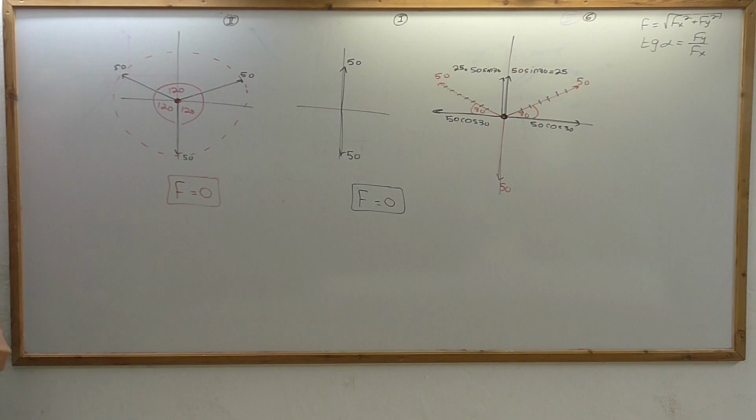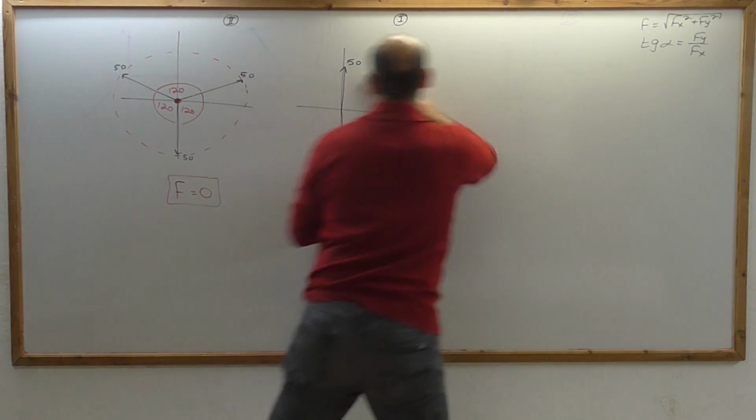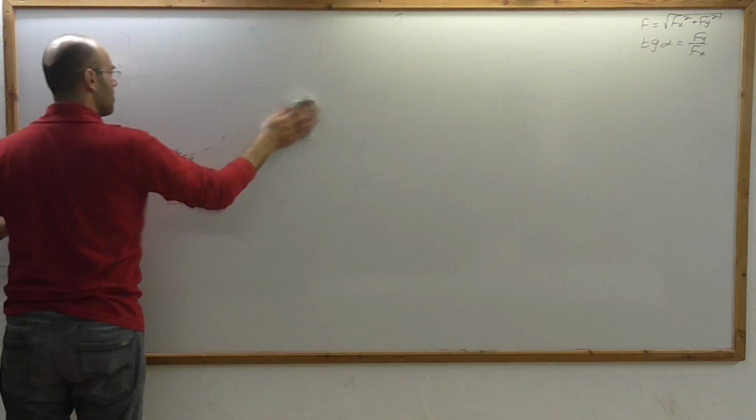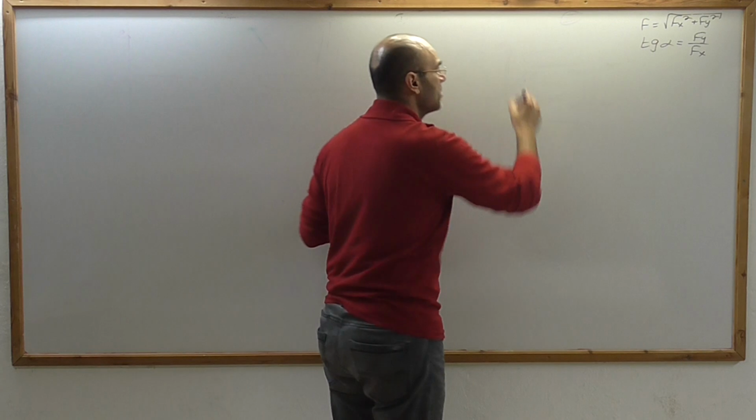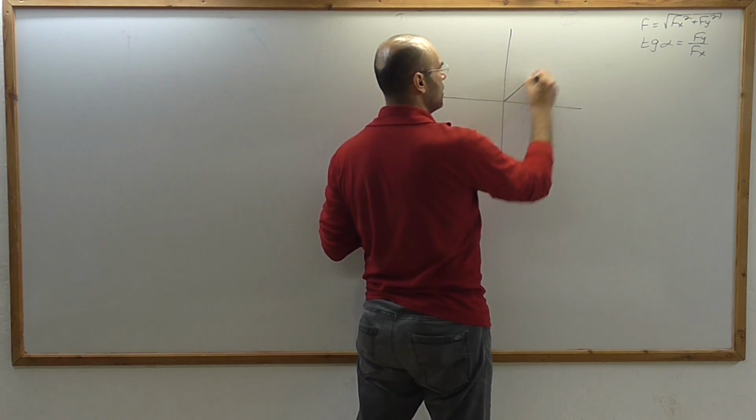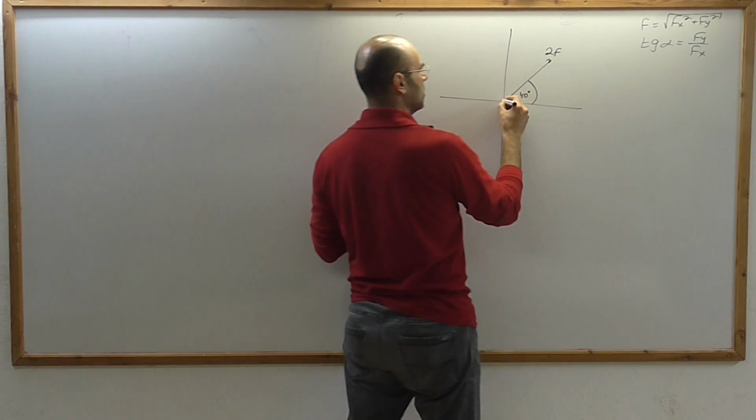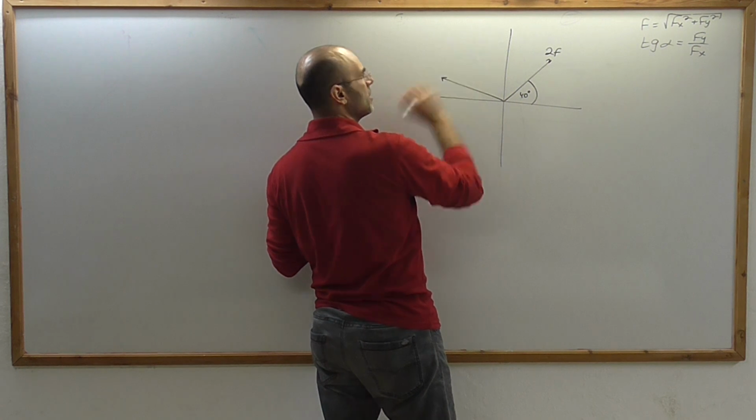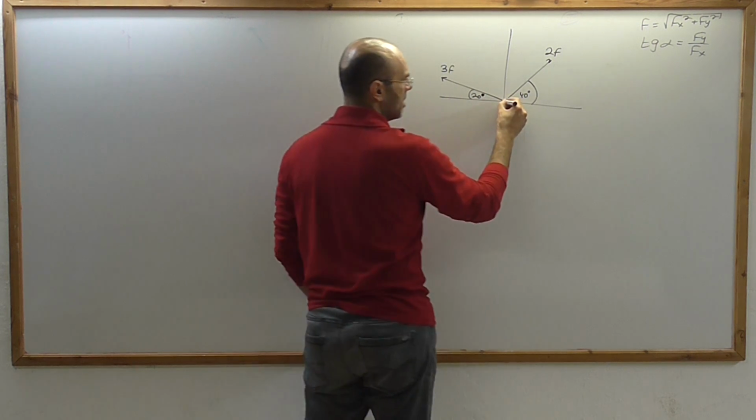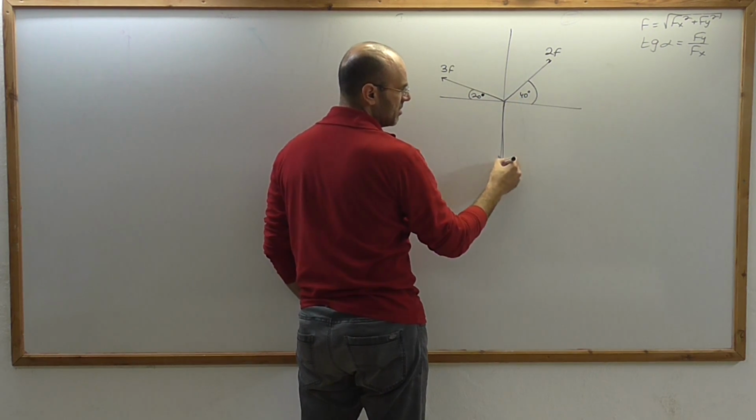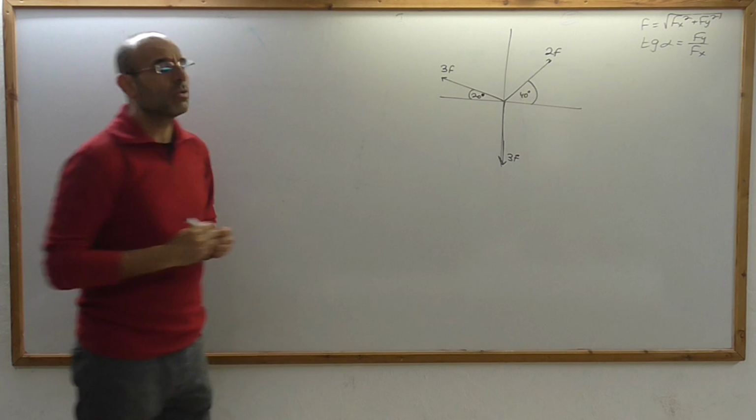Okay, this is another example. Let's do one more. Now let's do things with parameters, letters. Let's say I have here 2F with 40 degrees. Let's say I have here 3F at 20 degrees. And here, exactly downwards, again 3F. And I want to find the resultant.